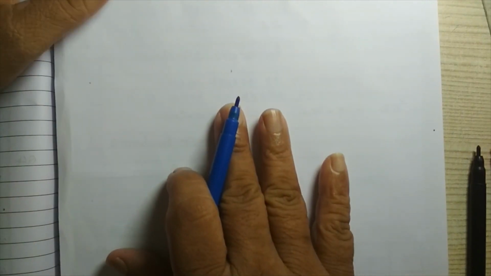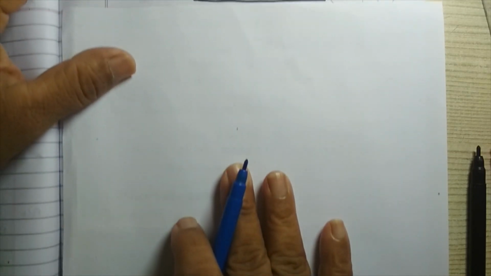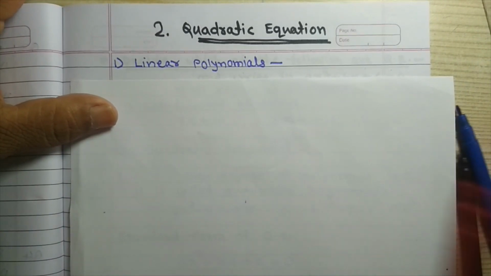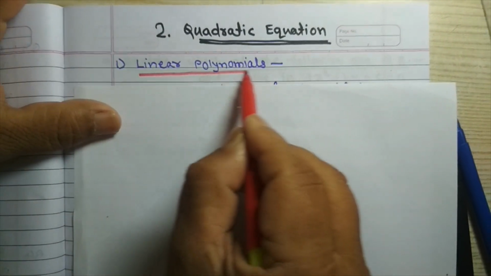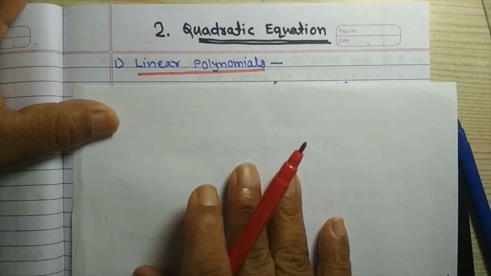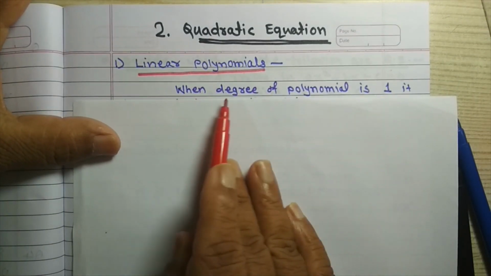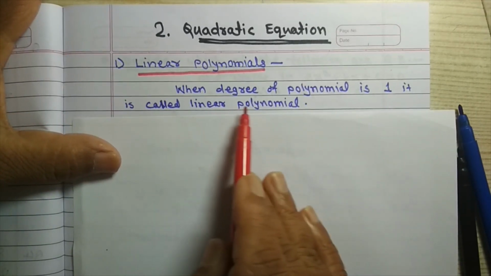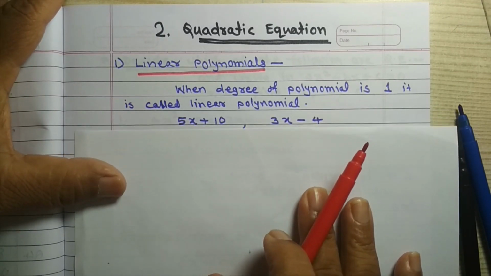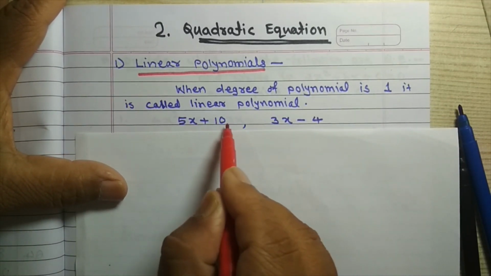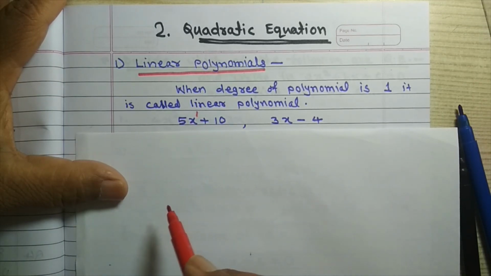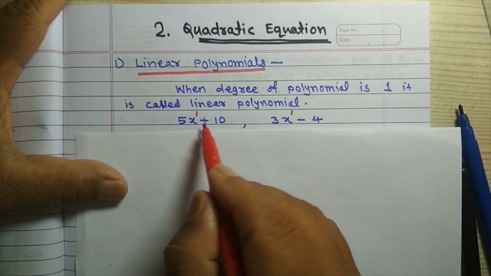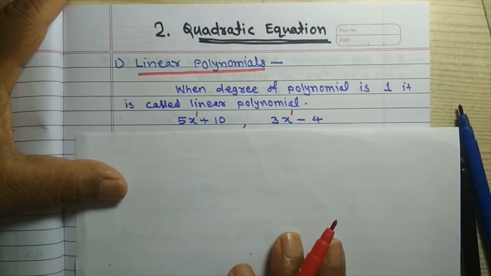See here, quadratic equation we have to see first. In this case, first we have to see the linear polynomials. Means first we have to see the definition of that one. When the degree of the polynomial is 1, then we say that it is a linear polynomial. They are given to us some examples. 5x plus 10, its maximum index will be 1. 3x minus 4, its maximum index will be 1 also. Therefore, they are linear polynomials.